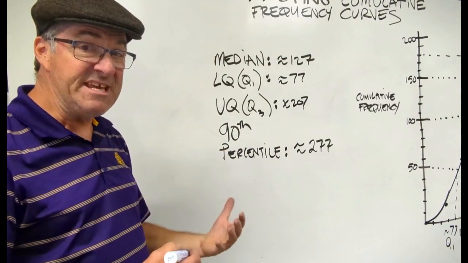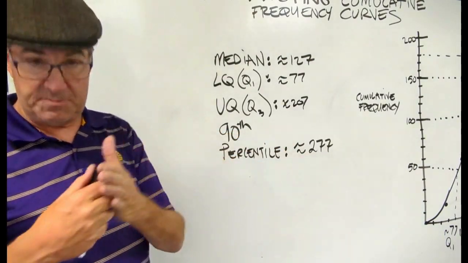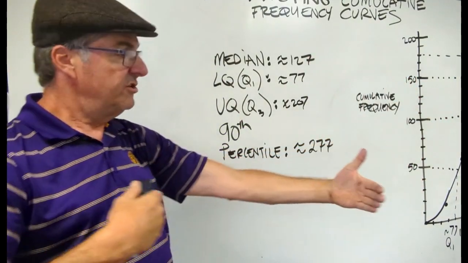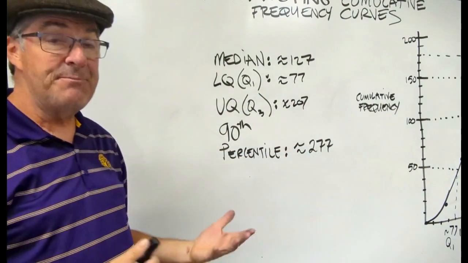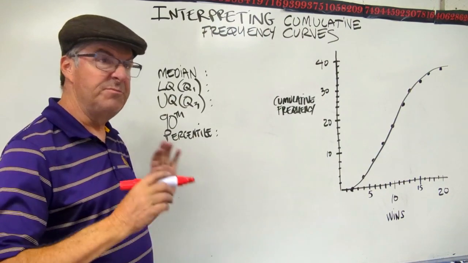So what that means is that 277 visitors per day, that when you get up to that mark, you've encompassed 90% of all of your data. All right, let's do this one more time for good practice.